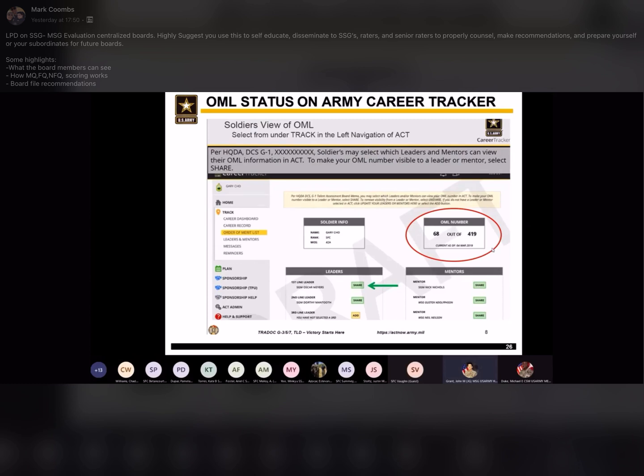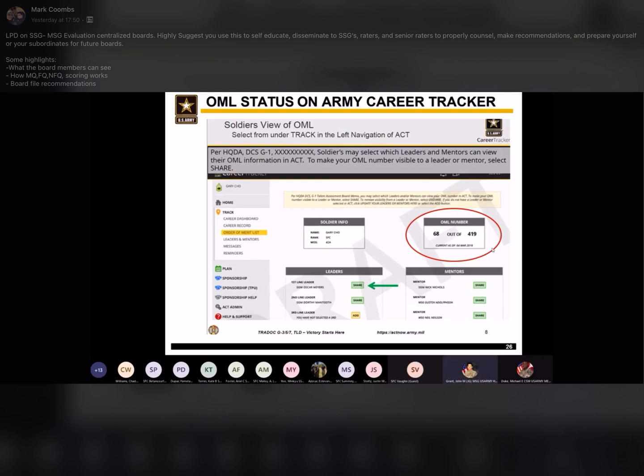You don't have to share it. I can tell you when we first started the OML, I saw people posting it all over Facebook. It was out of control. But as a leader, you cannot force a soldier to show you their OML or to tell you what their OML is. The OML is private between the soldier and the Army Career Tracker system.